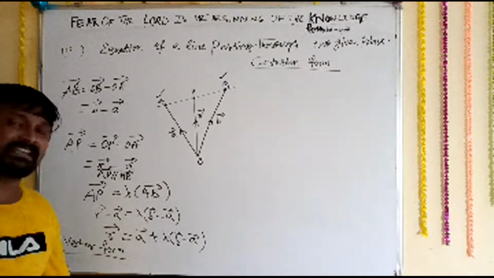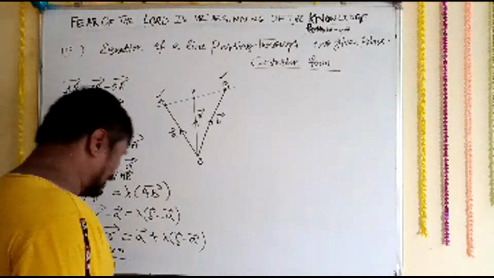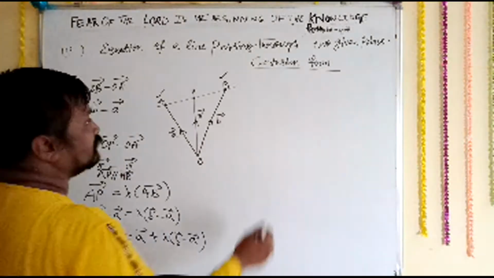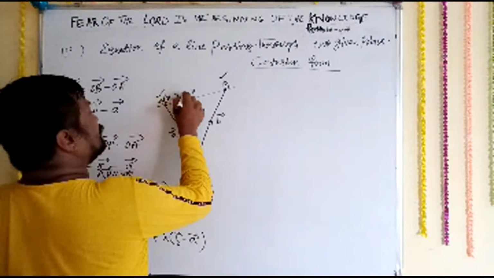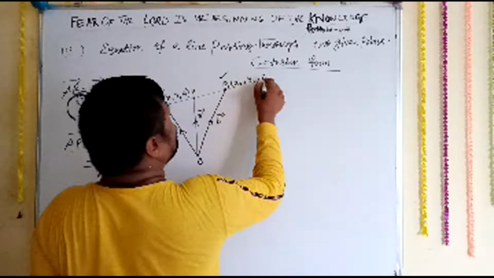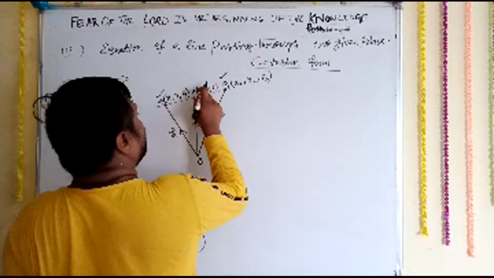So here I'll take R as x, y, z and A as x1, y1, z1, B as x2, y2, z2. So here the A point is x1, y1, z1, the B point is x2, y2, z2, and the P point is x, y, z. Okay? So now you can substitute here, then we get our answers.